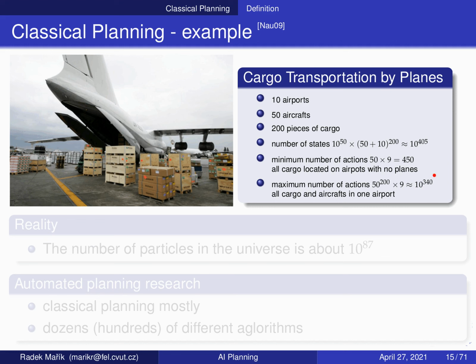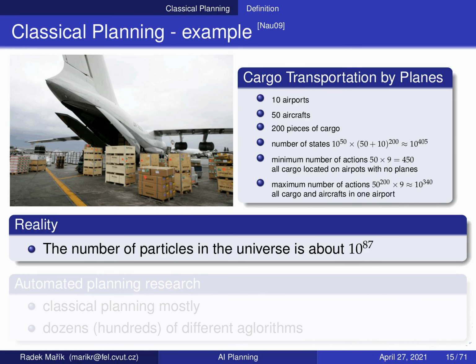340. So you can see that this is quite a simple example, not quite difficult, still leading to a huge number of states and branching factor. Just to remind you that the number of particles in the universe is estimated at about 10 up to 87. In other words, you don't have even one particle in the universe to be assigned to a given state in such an example. And the question is then how to deal with such a task. So it is obvious that you can't use the traditional techniques for path searching through the state space.